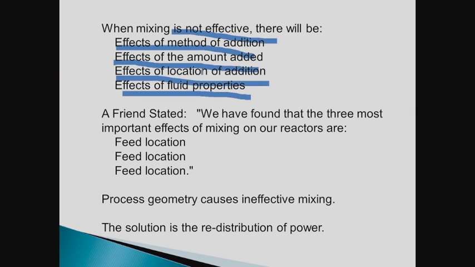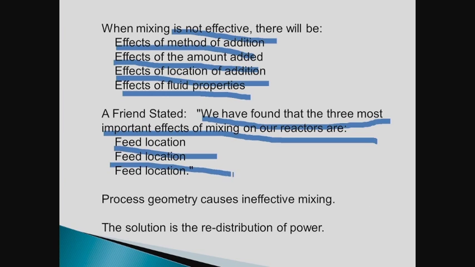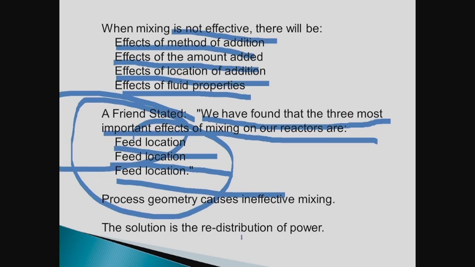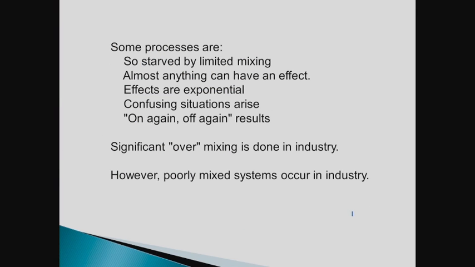Anyway, we have found the three most important effects of mixing on our reactors are feed location, feed location, feed location. Sort of like real estate. Processing geometries cause ineffective mixing. The solution is redistribution of power. Some processes are so starved by limited mixing that almost anything can have an effect. Effects are exponential, which gives rise to on again, off again behavior.